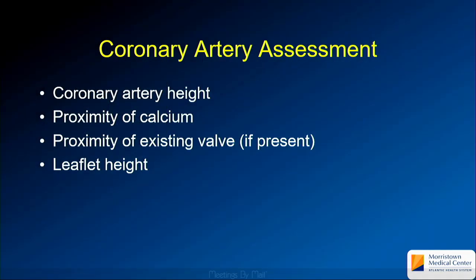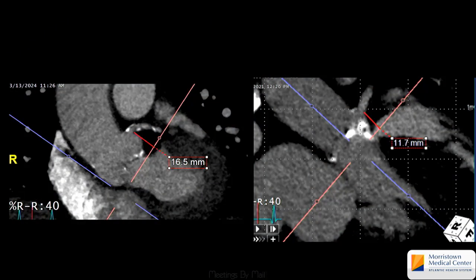Now let's get to the coronary arteries. So the coronary arteries we need to pay attention to. Even in patients who have no known obstructive coronary artery disease, we have to look at the height, the proximity of calcium to the ostia of the coronary arteries, the proximity of the existing valve, if there's one in place, and the length of the leaflets, although that can be tricky to measure.